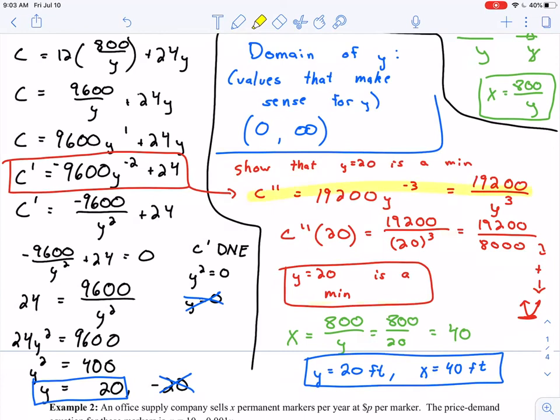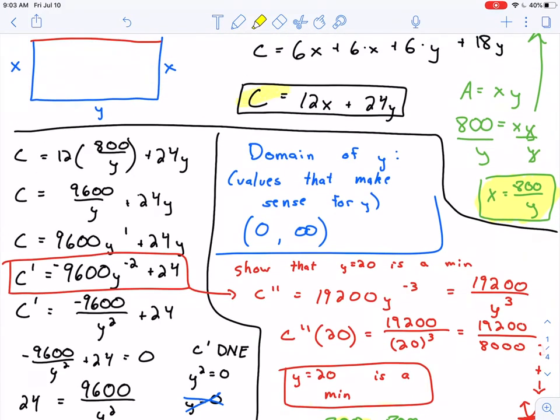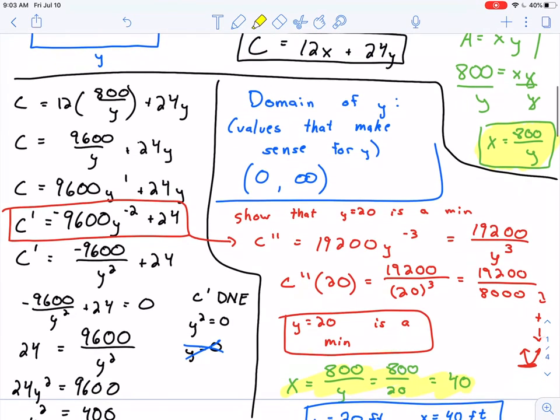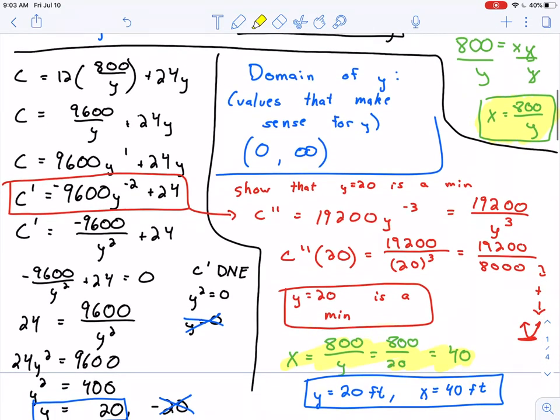You can use the first derivative test here if you would like. I just use the second derivative test because that's my favorite. I showed that y equals 20 was a minimum, and then once I had y equals 20, I was able to go back to my constraint equation up here, plug in y equals 20, and find x is 40. If I wanted to know the cost, I could take both x and y and plug them into my cost equation. I could actually do that, but I wasn't asked to, so that seems like as good of a place as any to stop.